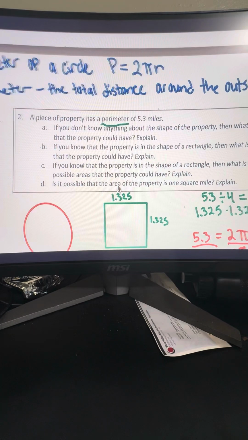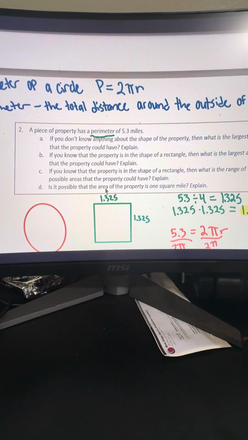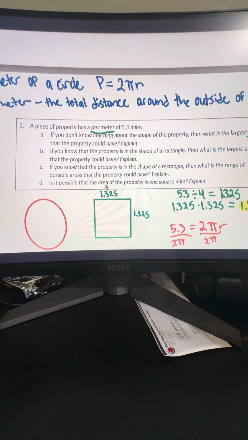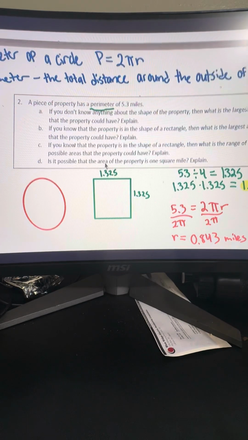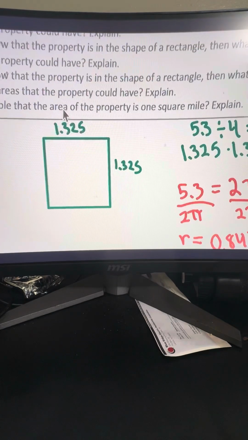Perimeter, written up here, is the total distance around the outside of a closed shape. So for this part A, we don't know what the shape is. That's kind of a mystery. So we're trying to figure out what shape would maximize that area when given the perimeter. Awesome. So at first we started looking at a square. What if this property was a square?